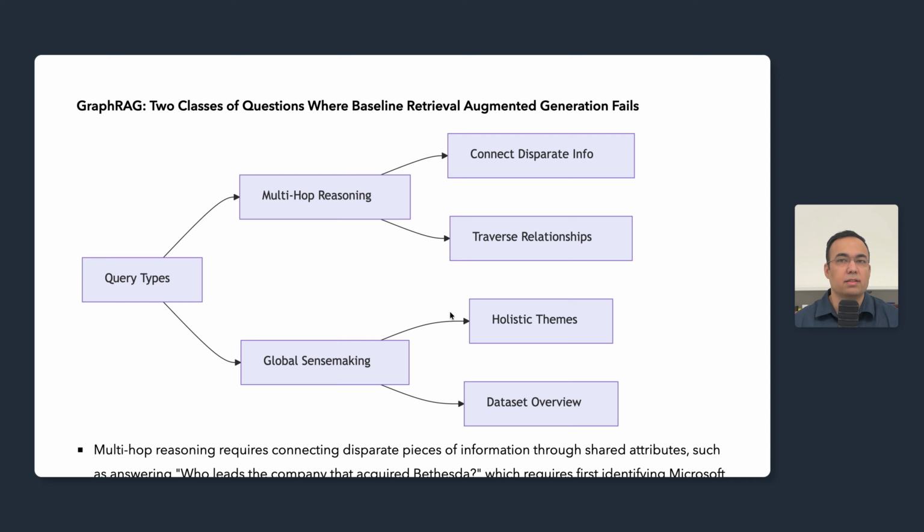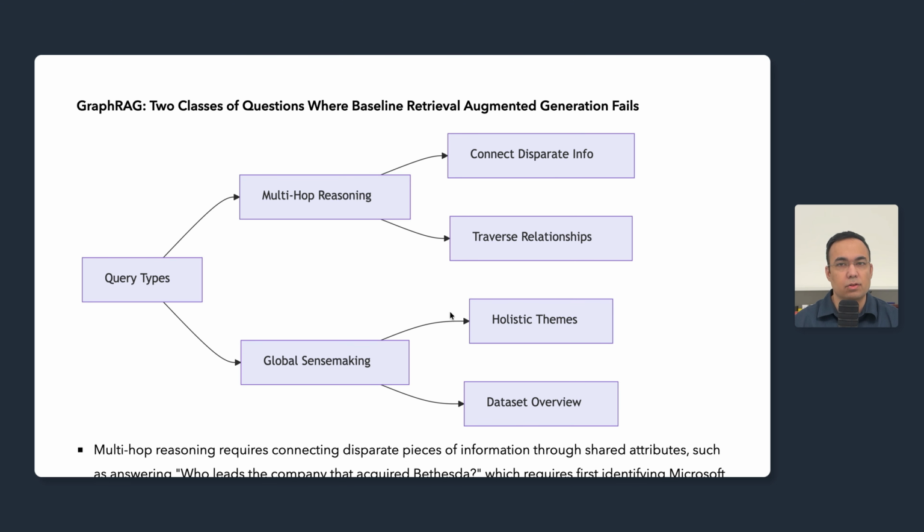These two facts likely exist in completely different documents, and there is no embedding proximity between them that would cause vector search to retrieve both. The retrieval system cannot chain these facts together because it has no concept of the relationship between Bethesda, Microsoft, and Satya Nadella. Each chunk is evaluated independently based on its similarity to the query, and the query itself doesn't contain the intermediate information needed to bridge these facts.